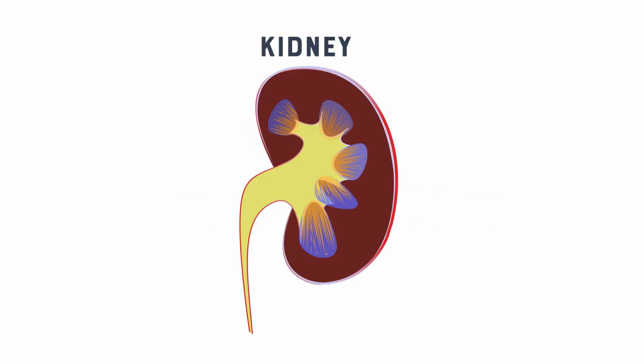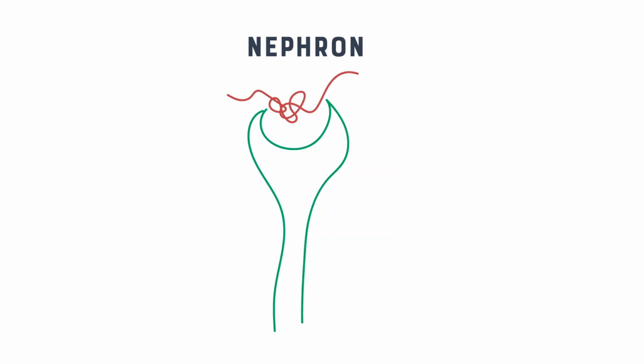So if I ask you this question, which is the filter in our body, the answer is kidney. Now in the kidney, if I ask you another question, what is the functional part of the kidney, I know every one of you will get it right, and that is the nephron. And you know that the nephron has various parts.